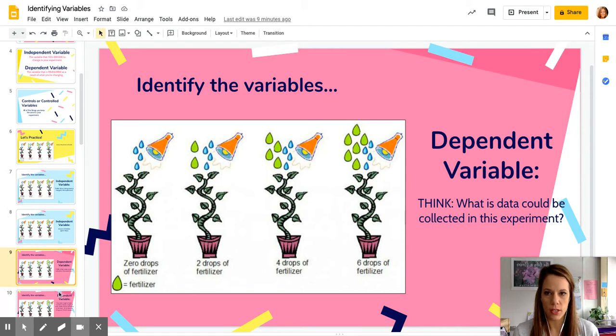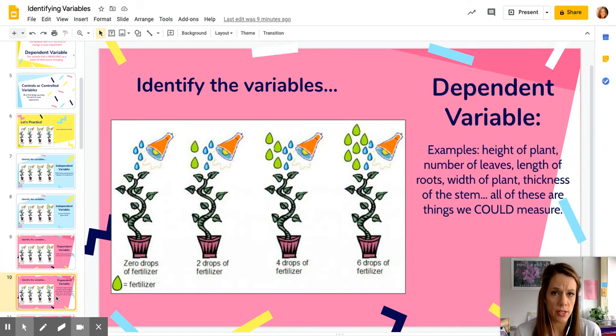All right, enough thinking time. These are just some examples. We could collect data on the height of the plant or how tall each plant grows. We could count the number of leaves that we get from each plant. We could count or measure the width of each plant. We could measure the thickness of the stem in each plant. We could measure even the thickness of the leaves. We could measure the mass of the plant after a certain number of days. So those are all things that we could potentially measure.